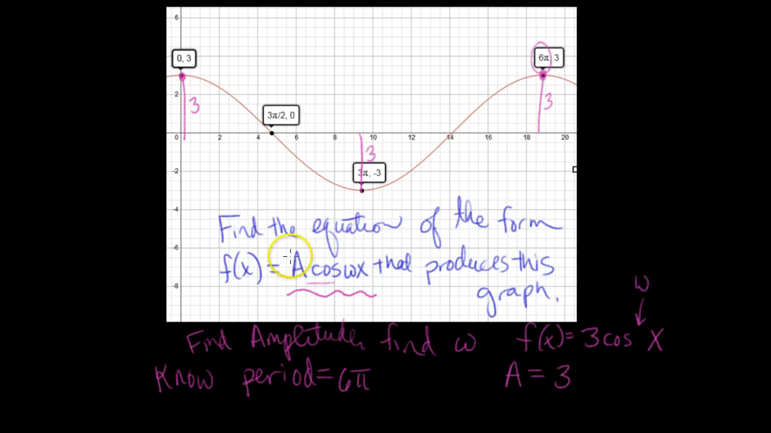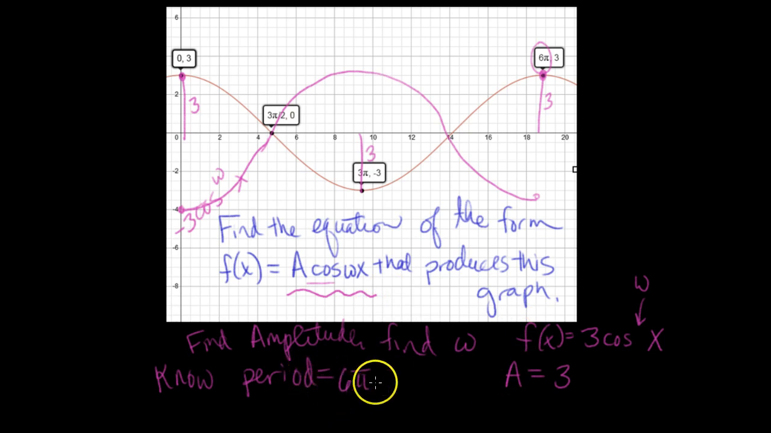The only other thing is, if the graph started down here, then it would be negative. Your function would be negative 3 cosine of whatever your omega is times x. And we can do that too, if it looked like the mirror opposite, like that. Okay, because that flips everything to negative. So you have to look out for that. Because remember, amplitude is only absolute value.